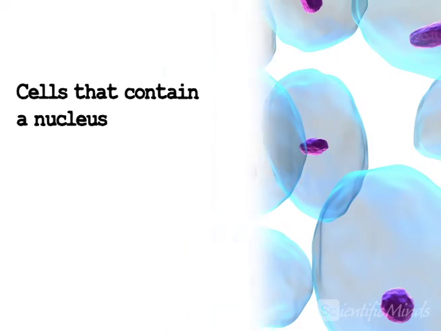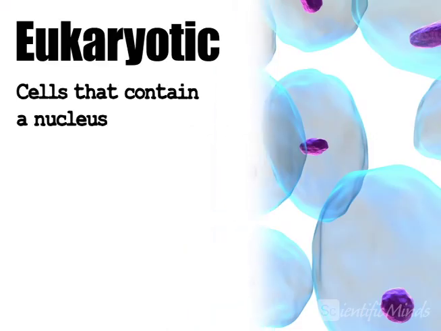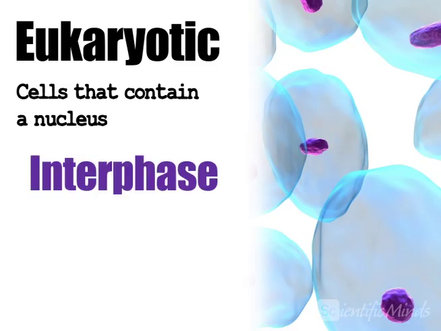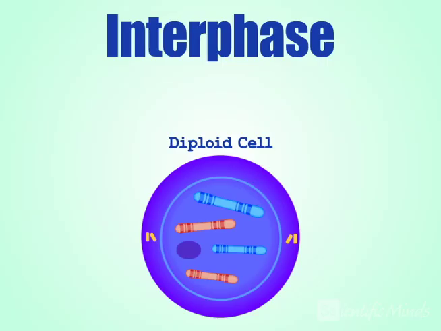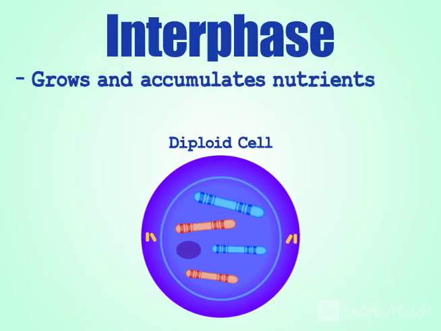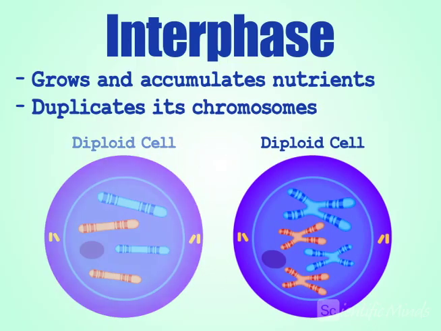Cells that contain a nucleus are called eukaryotic cells. The cell cycle in a eukaryotic cell consists of interphase, mitosis, and cytokinesis. The cell grows and accumulates nutrients during interphase. The cell also duplicates its chromosomes in preparation for mitosis, the division that will produce two identical cells. The cell spends most of the cell cycle in interphase.